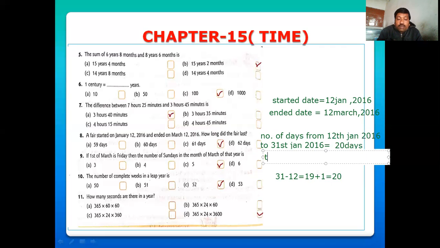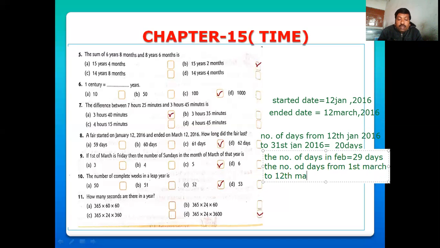And now 2016 is a leap year. So the number of days in February is equal to 29 days. After that, the number of days from 1st March to 12th March. 12th March means 12 days.